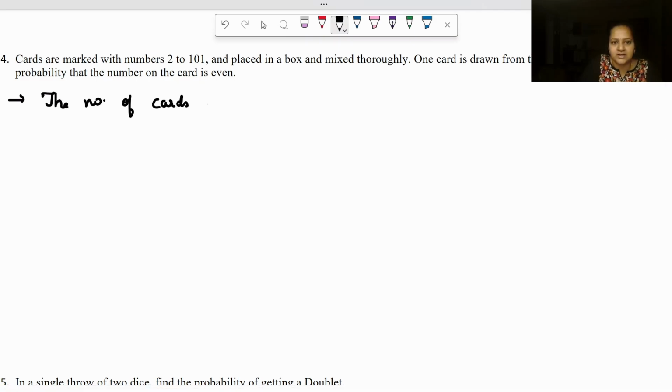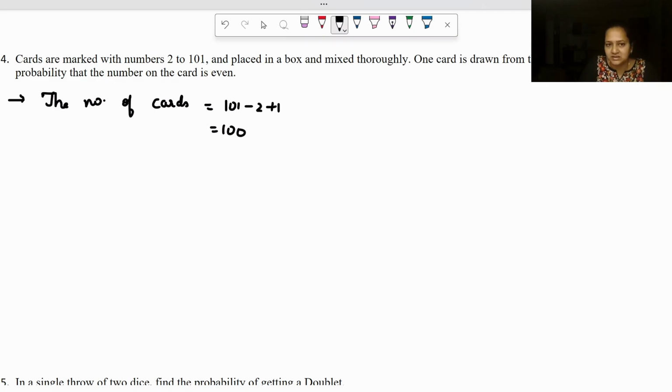the total number of cards is 101 minus 2 plus 1, which gives me 100 cards. Minus 2 because we usually find the difference by subtracting the smaller number from the bigger. But since we are including 2, we are adding 1. The question says now, one card is drawn from the box. Find the probability that the card is even.